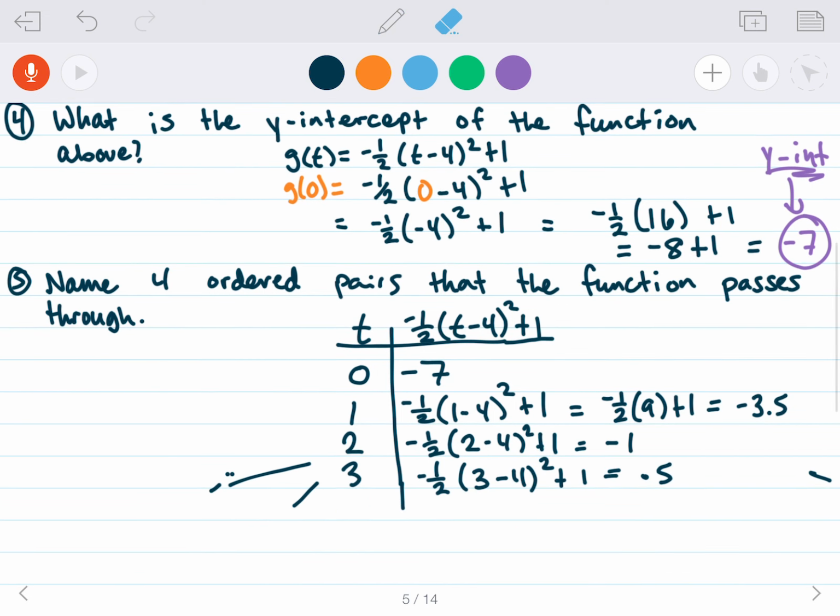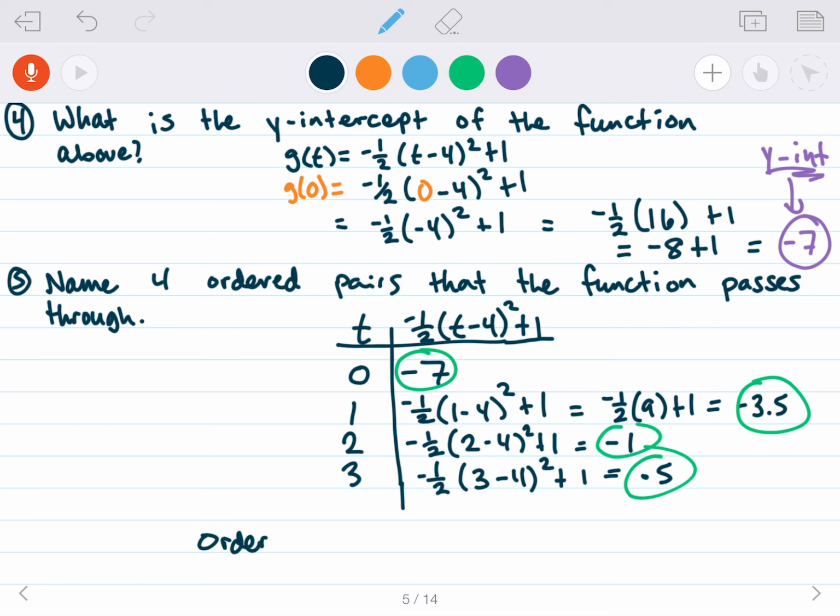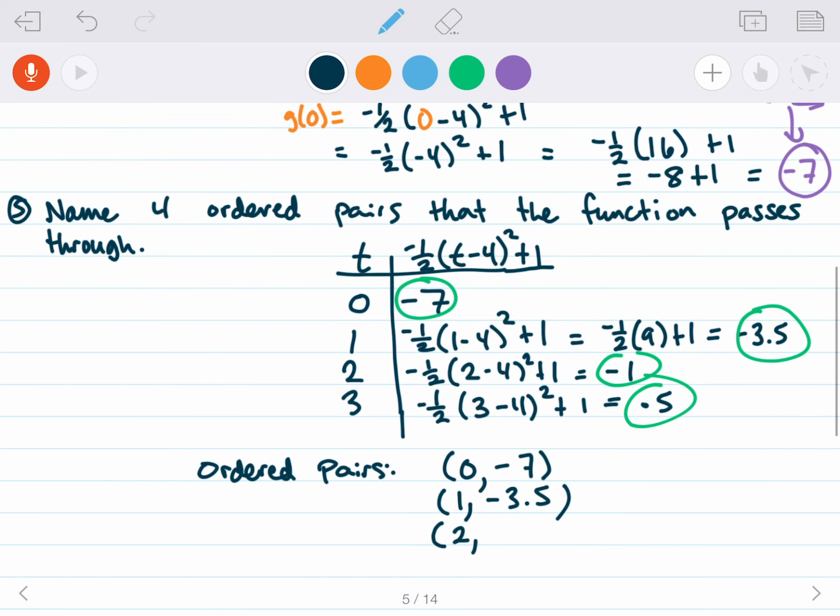All right, so my ordered pairs here. I got my inputs on the left, I have my outputs on the right. So my ordered pairs: we have 0, negative 7, 1, negative 3.5, 2, negative 1, and 3, 0.5.